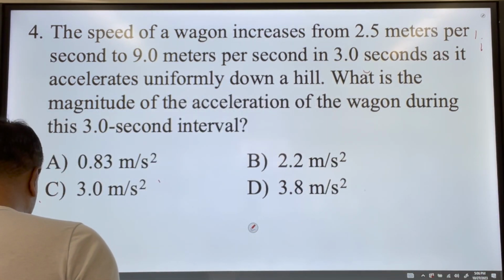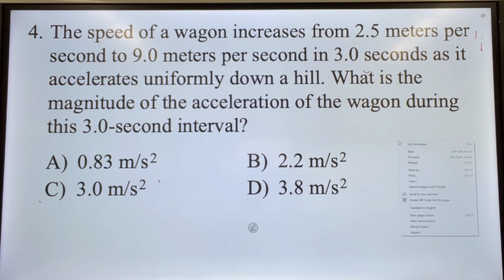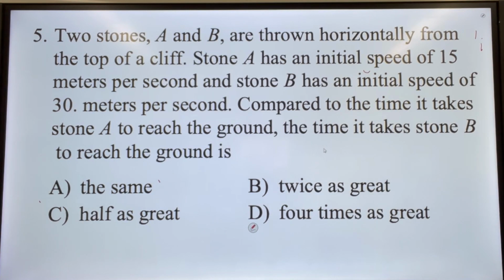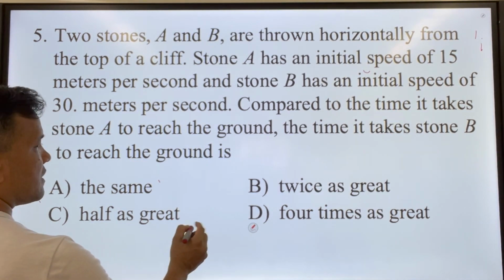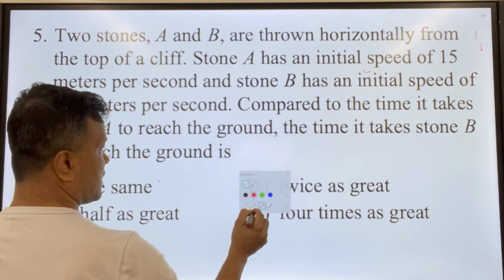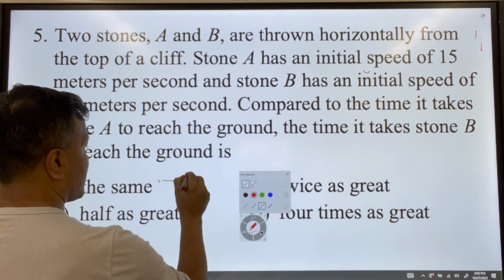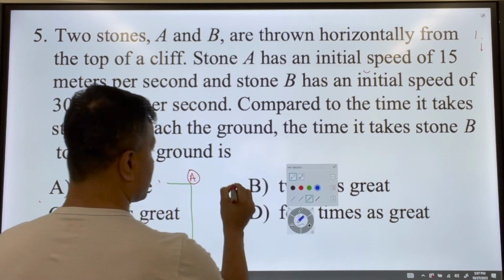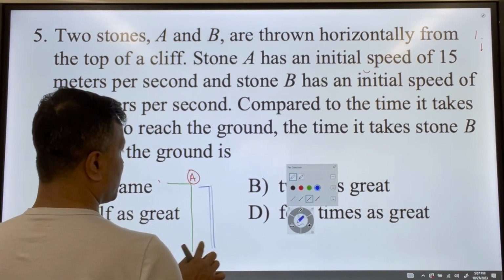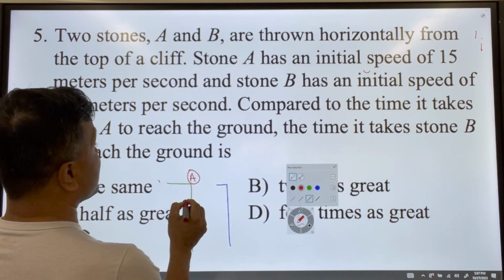So let's go to problem 5. Two stones. This is again Galileo's problem. You have a stone. Let's draw the stone. You have a cliff, and stone A is sitting over here at the edge of the cliff. And you have another cliff, so they are at the same height. Another cliff is this cliff.